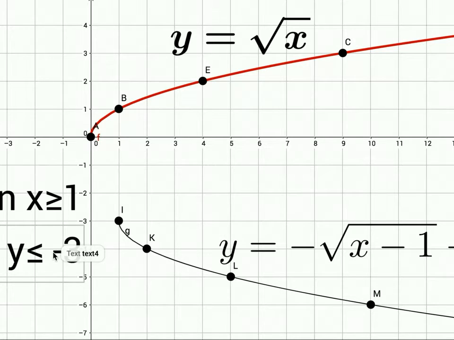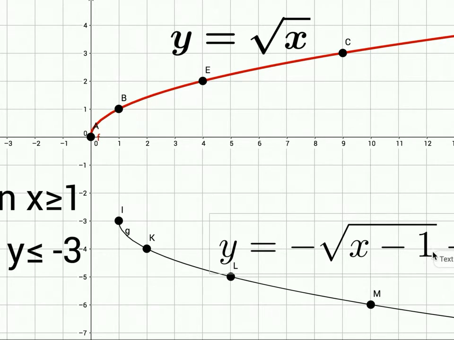How about the range? Do you see that y is never going to be greater than negative 3, because we moved everything down by 3, and it's reflected across the x-axis. So nothing goes above y equals negative 3. So our range, which is the output, y, is going to be less than or equal to negative 3.